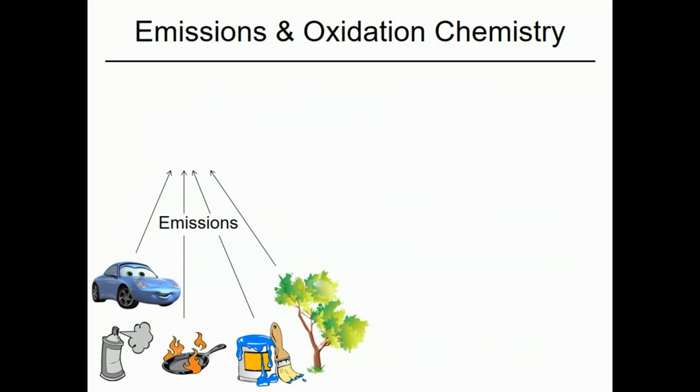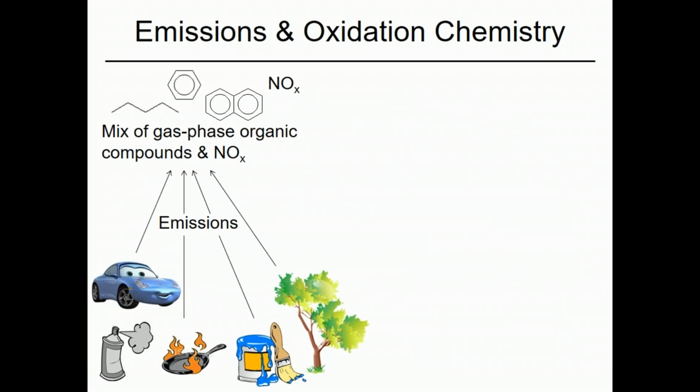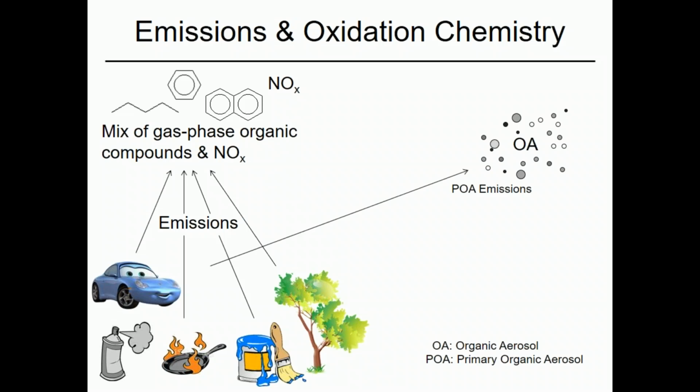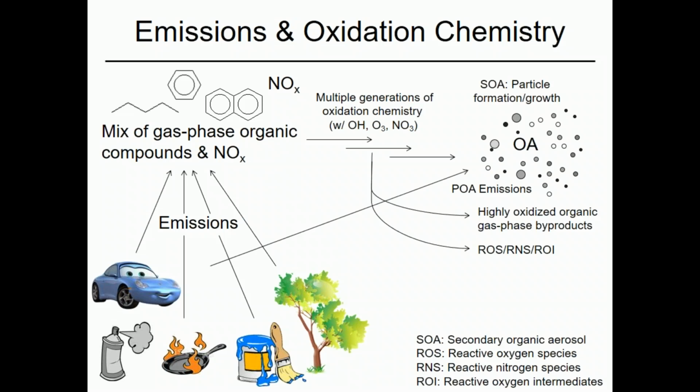Just as a very quick refresher, we have a really wide variety of sources in the atmosphere with different emissions rates and composition, and they give us a mix of gas phase organic compounds, and it's going to vary depending on the exact source, both in the composition and rate. There will be some primary organic aerosol emissions, but then through multiple generations of oxidation chemistry with a variety of oxidants, we're going to get SOA formation and growth, as well as some highly oxidized gas phase products and a variety of reactive other species and ozone.